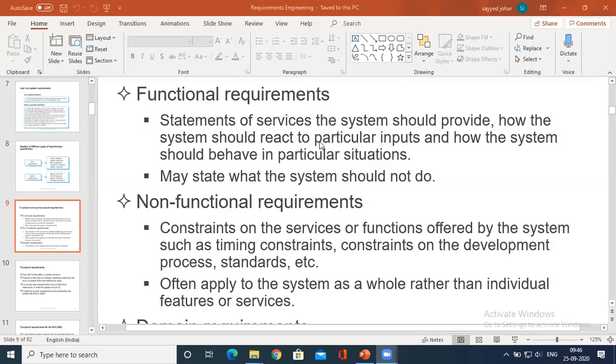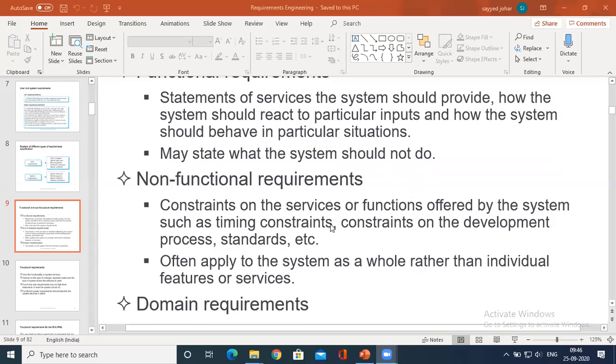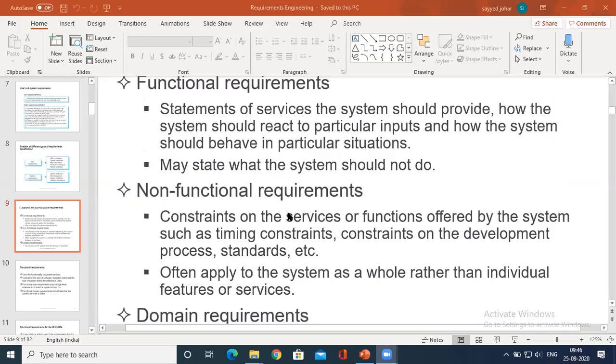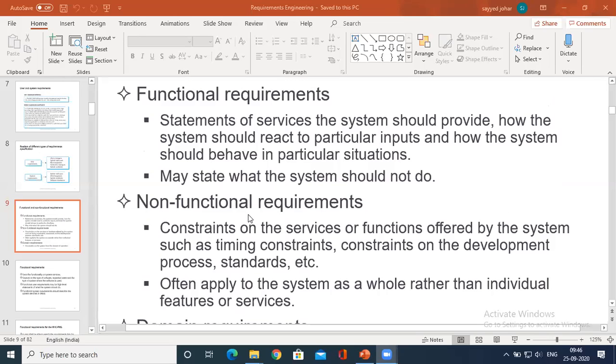So as you could see here, functional requirement purely deals with particular inputs and how the system behaves in a particular situation. Exactly, if this is the input, this should be the output. This is my functional requirement. Then what should be the non-functional requirement? Non-functional requirements are the constraints. Try to understand, this is one of the major things that you are going to be asked. Whenever you do a project, they ask you a very simple question: what are the functional requirements of your project and what are the non-functional requirements of your project?